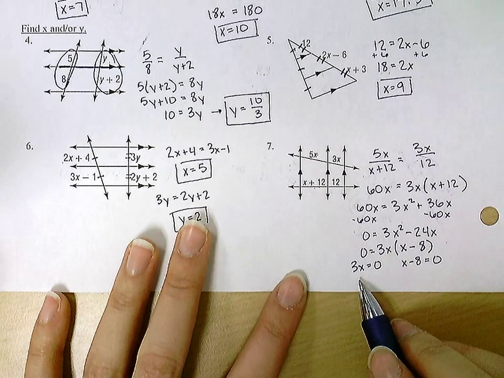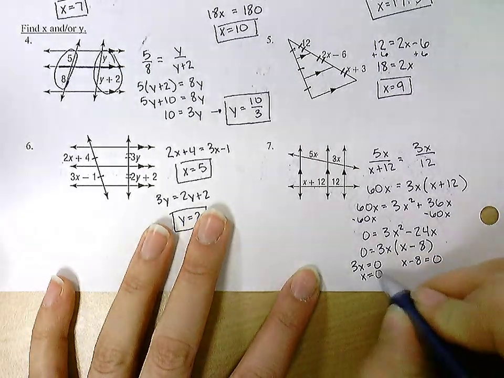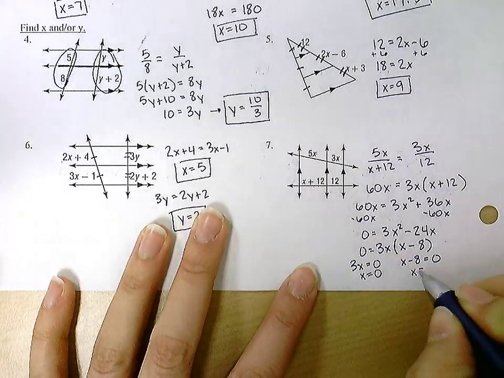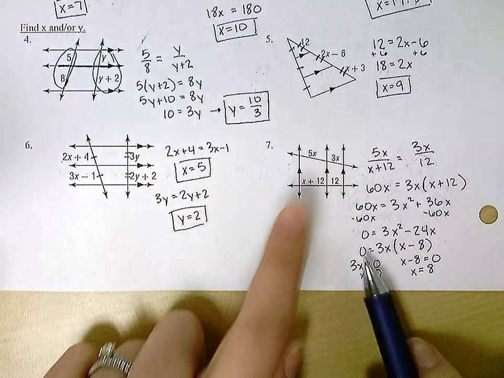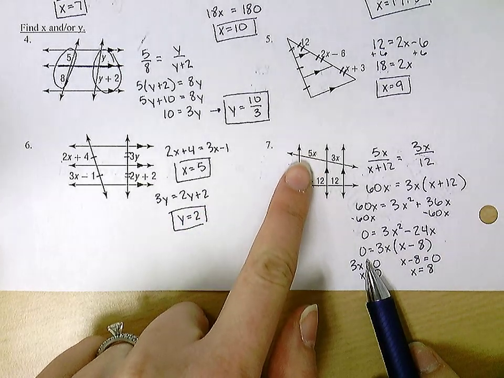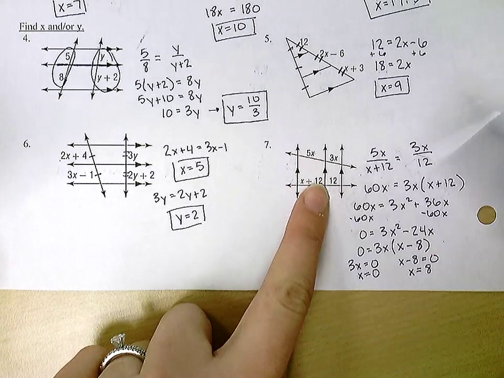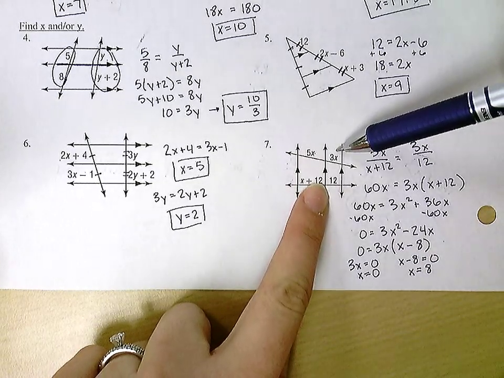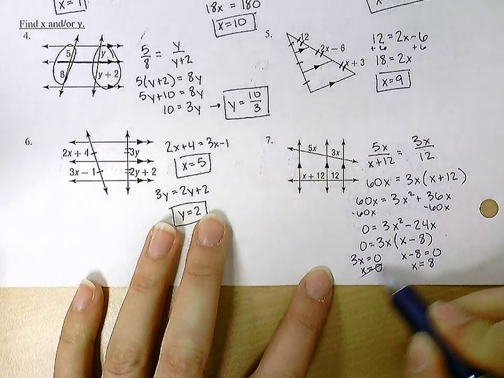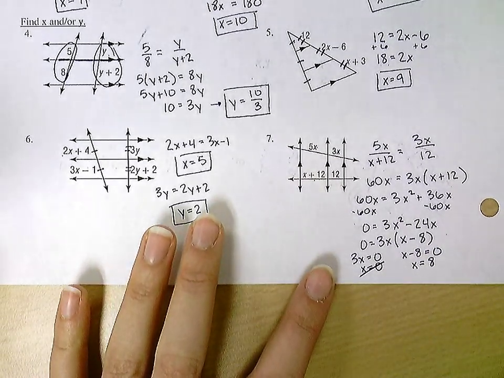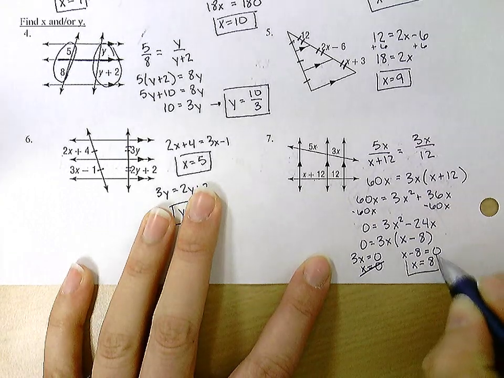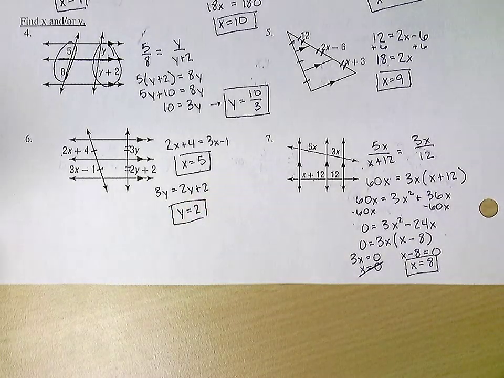In this one here, you'll get x is equal to 0, and in this one here, x is equal to 8. Well, your side length can't equal 0. This side is 12, so this side cannot equal 0. So that cannot be your answer. So your final answer has to be x equals 8.